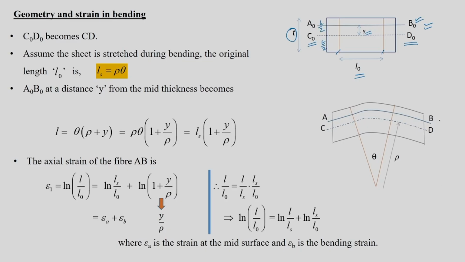Now this sheet is bent here, and the bent sheet is drawn like this. As usual, you have a bend angle of theta with radius of curvature rho, and you will see that C naught D naught becomes CD, and A naught B naught is going to become AB. So how do you calculate strain in a simpler fashion?